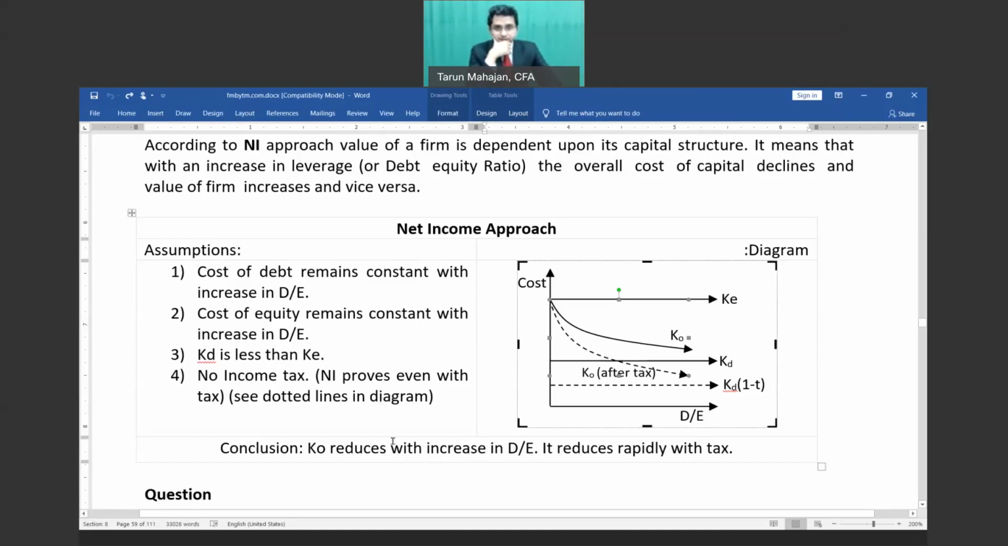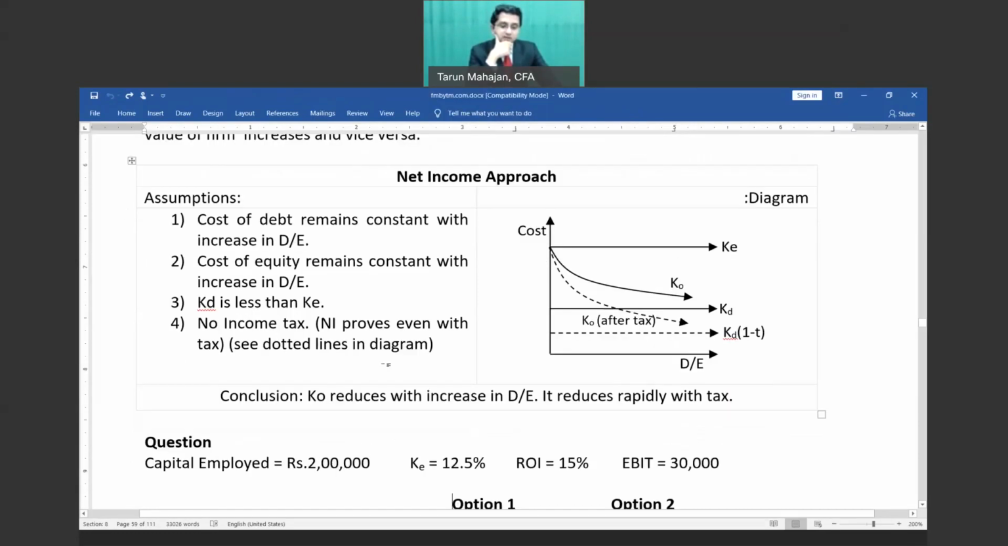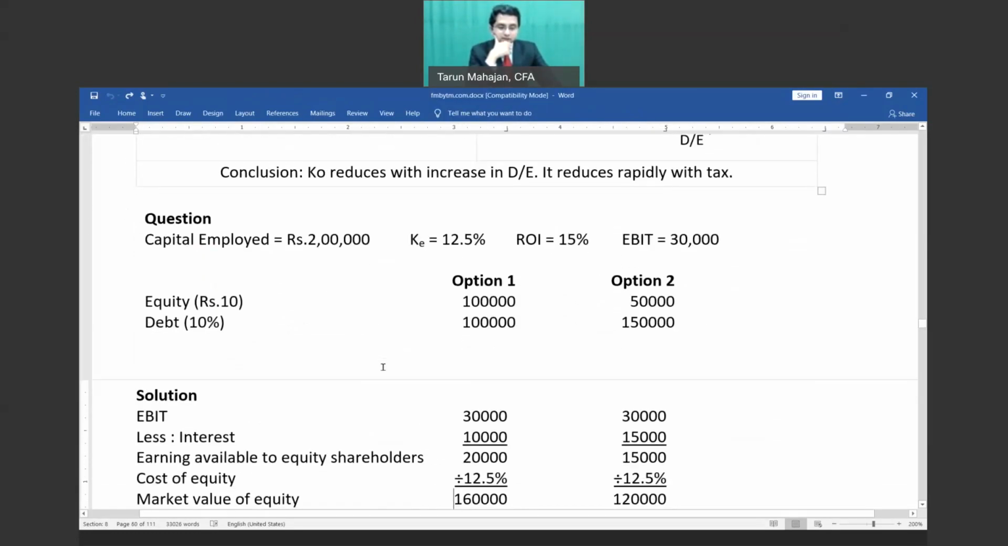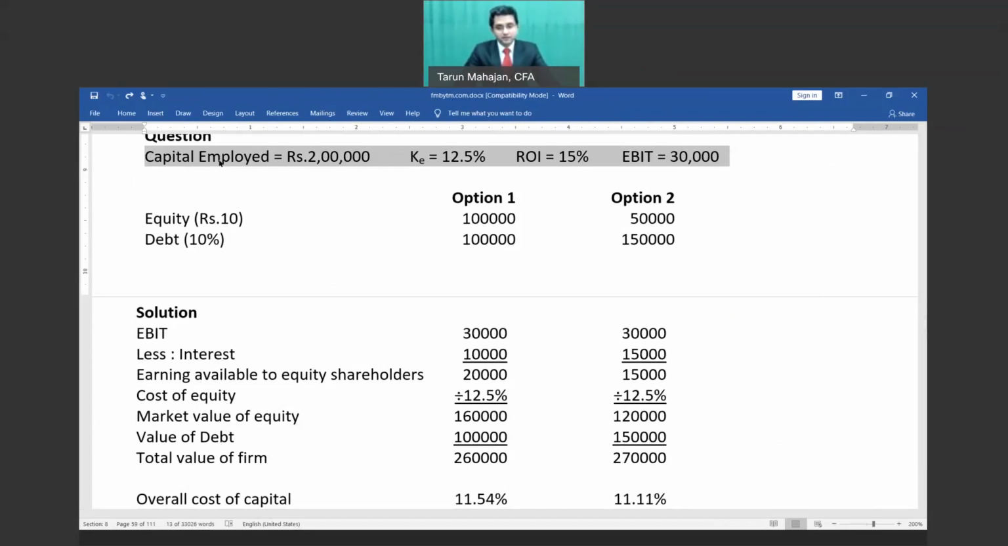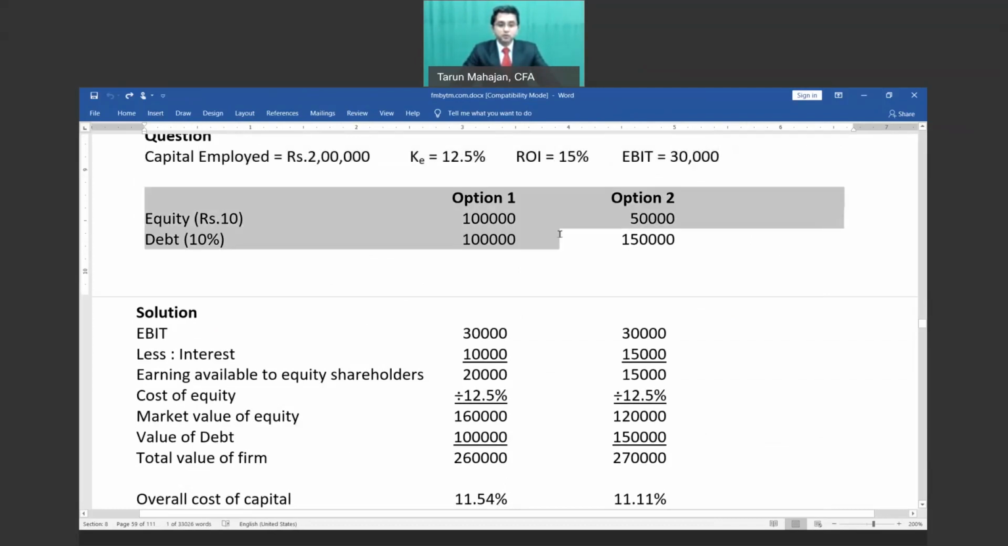And this net income approach is giving a kind of conclusion to us that yes, you should borrow more and more amount. This is the graphical presentation, but if I take it with one example, say my capital employed is going to be 2 lakh rupees, the cost of equity is 12.5%, ROI is 15%. If the capital is 2 lakh rupees and I'm earning 15% ROI, it means that I'm earning 2 lakh into 15%, that is 30,000. I have two options to raise the fund.